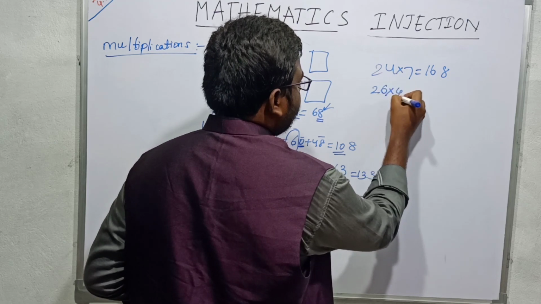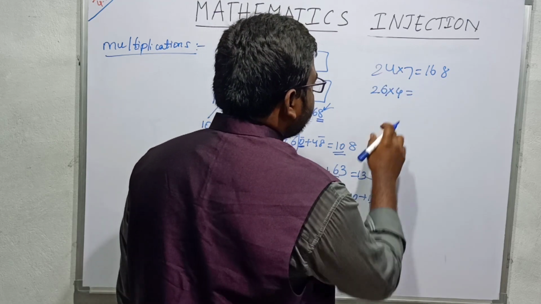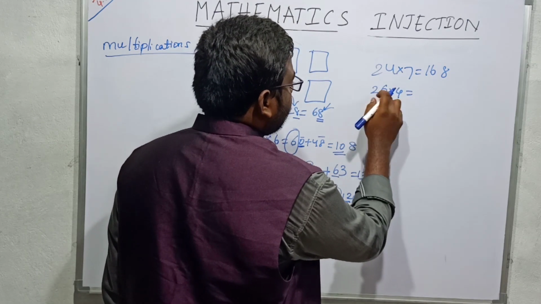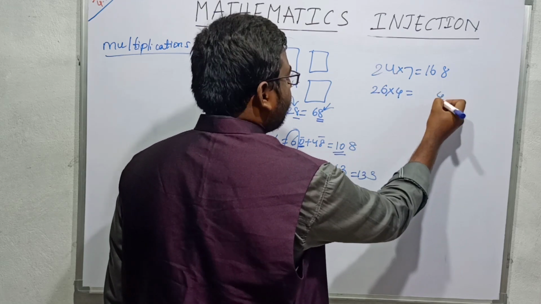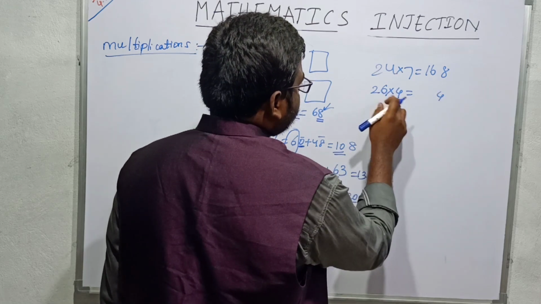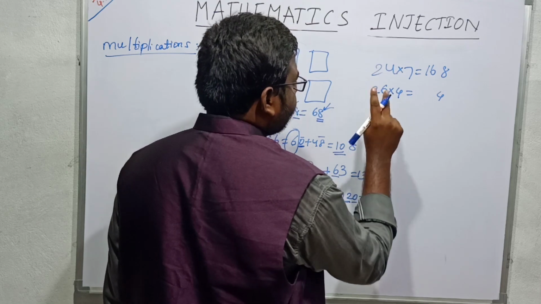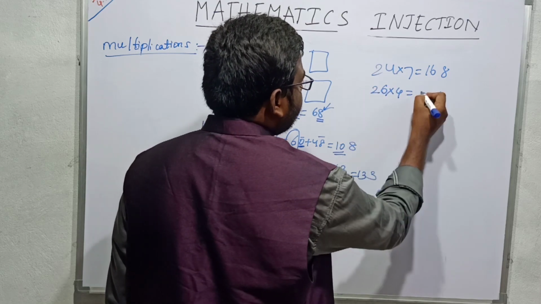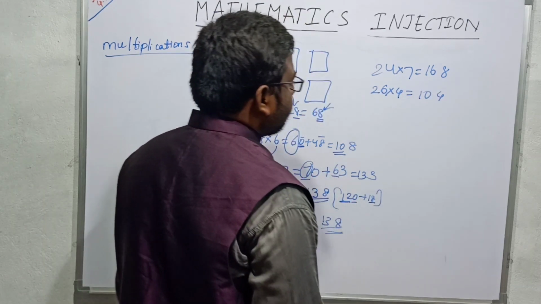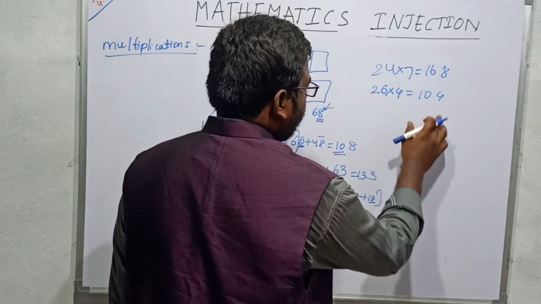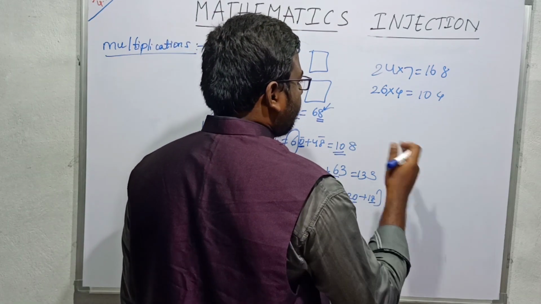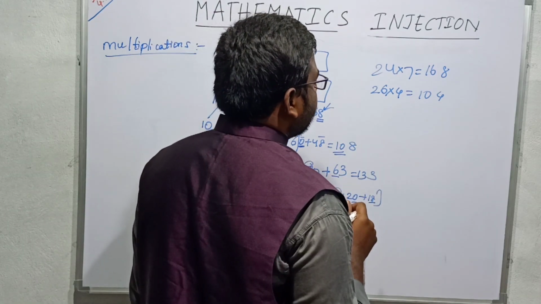26 into 4. What you have to do is 4 2s are 8, 4 6s are 24. Unit digit will be 4, no problem. 4 2s are 8 plus 4 6s are 24. The 2 in the 24 will be added to 8 and this will be 104. Write the unit digit first, then try to skip the unit digit step also.